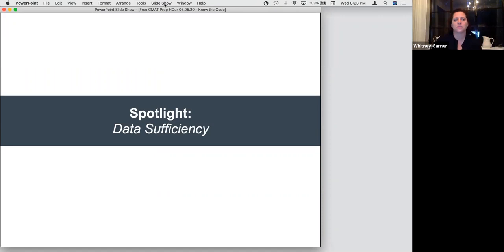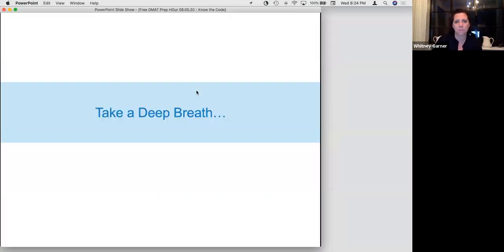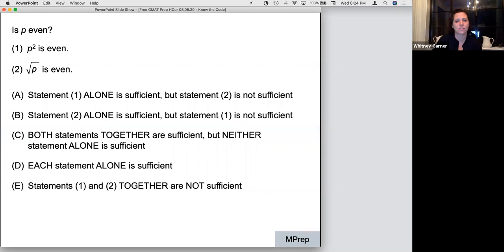But we're going to focus on a specific type today just because they tend to give people the biggest problem. But so here it goes. We'll take a deep breath. I've got your data sufficiency answer choices on the screen. I want you to send me what you think the answer to this question is when you think you've got it, same amount of time.